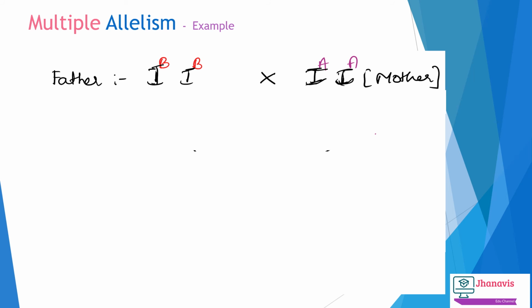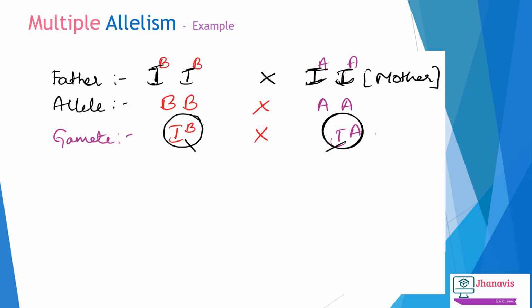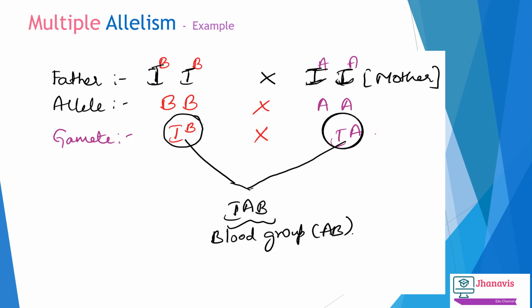Another example to explain multiple allelism. Here the father's blood group is homozygous B and the mother's blood group is homozygous A. The gametes which are produced will be IB and IA. When both are crossed, we will get an offspring of IAIB, which we will call blood group AB. That means the offspring has the AB blood group.